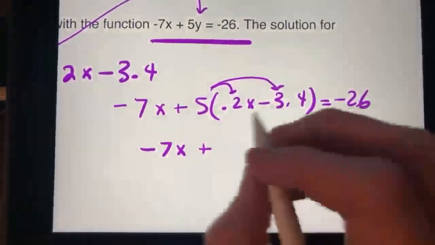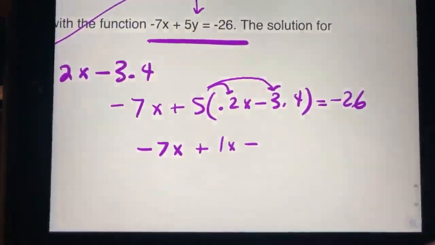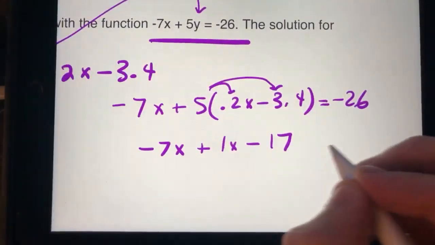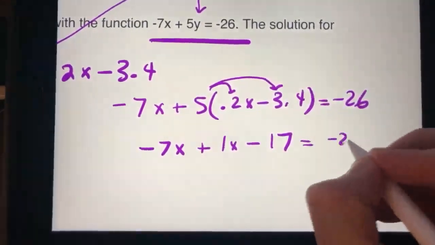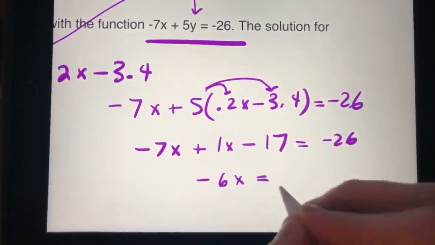Okay, when we distribute there, we're going to get 1x minus 17 equals negative 26. That's going to be negative 6x. Push the 17 over.